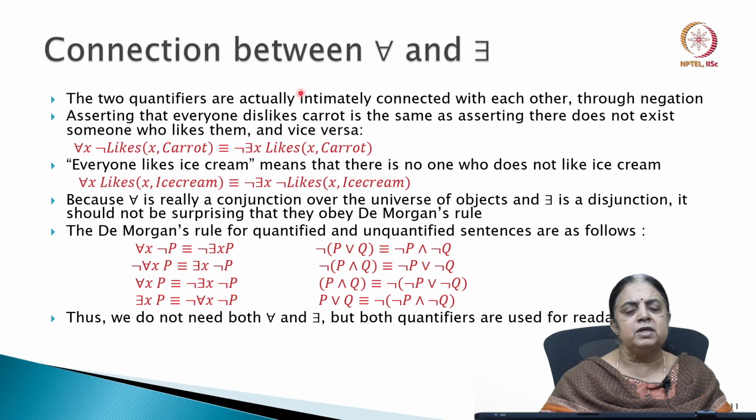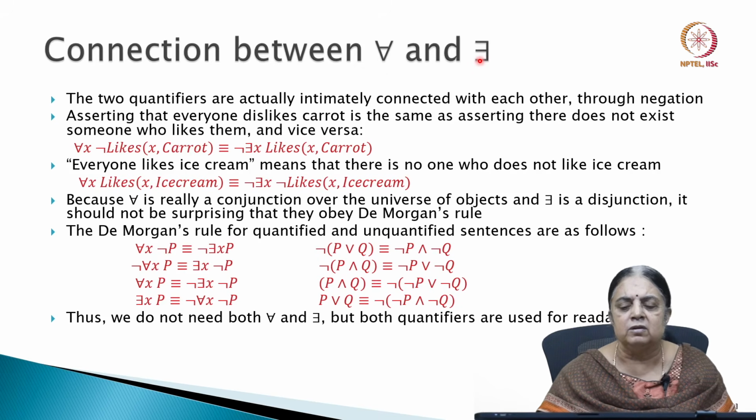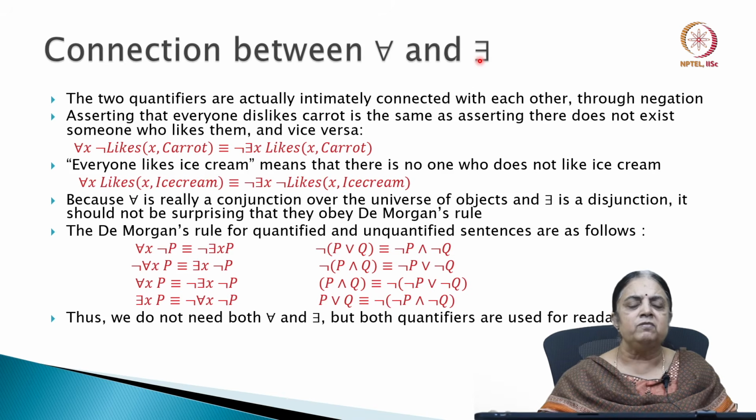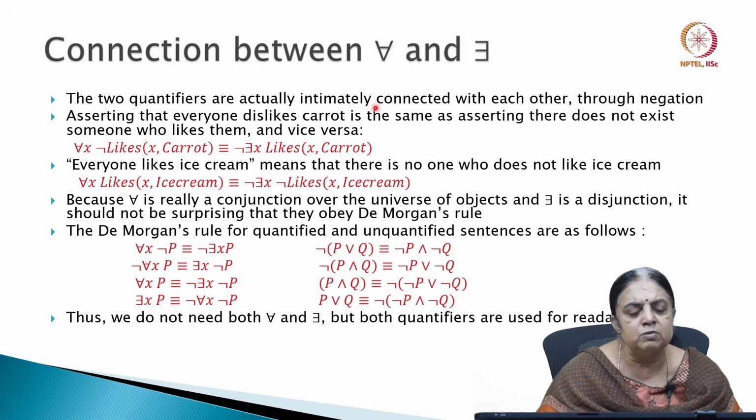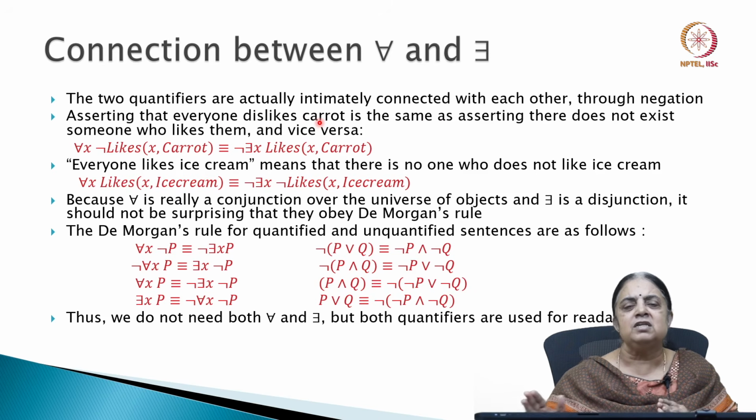Okay, so what is the connection between this for all and that exists? The universal and the existential quantifier. They are actually very much connected with each other. One is the negation of the other. We can see this very well. Suppose we have a statement which says everyone dislikes carrot. We can also say there does not exist anyone who likes carrot, right? So you can see that there is a connection between the two.